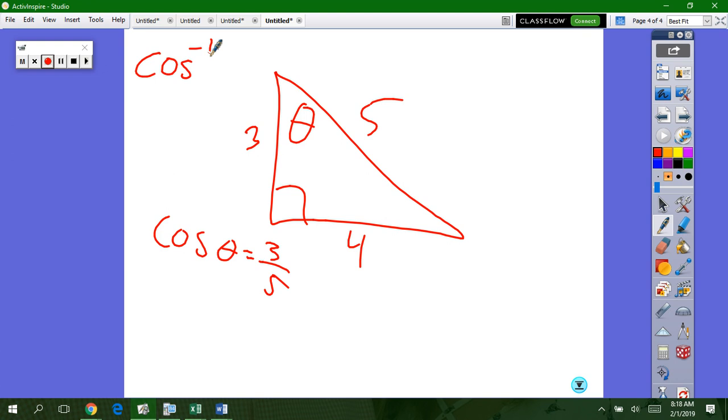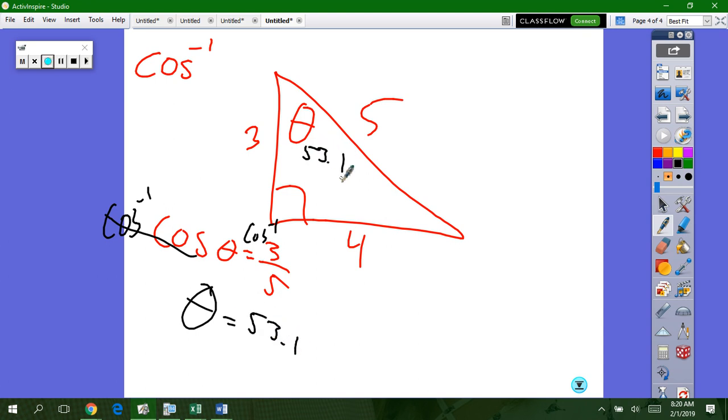So I'm going to go ahead and apply my inverse cosine to both sides, and that inverse cosine gets rid of cosine. It leaves me just the angle. And then I plug this in, arc cosine of 3/5. I think you've already done it. 53.1? Okay. And then obviously I can find the other angle now because I have one. Does that make sense to everybody?